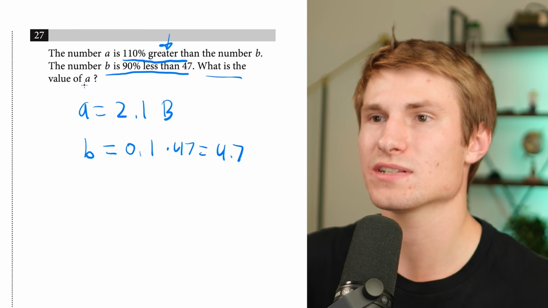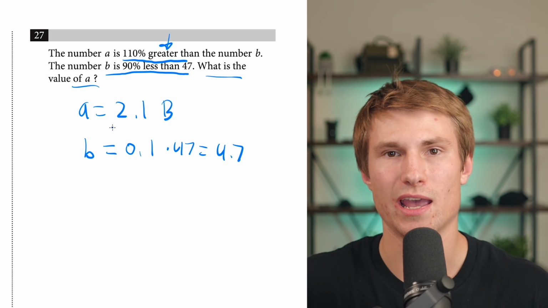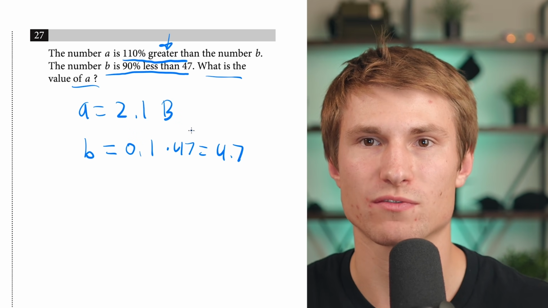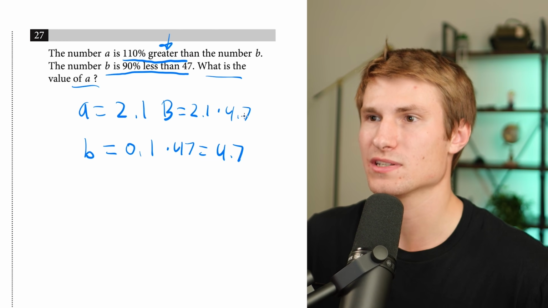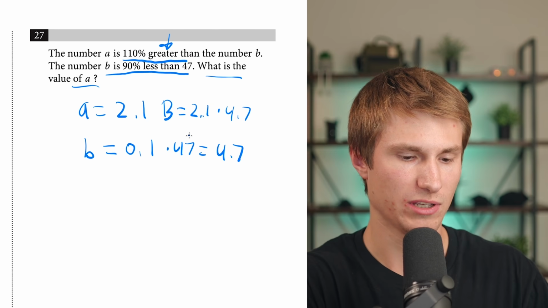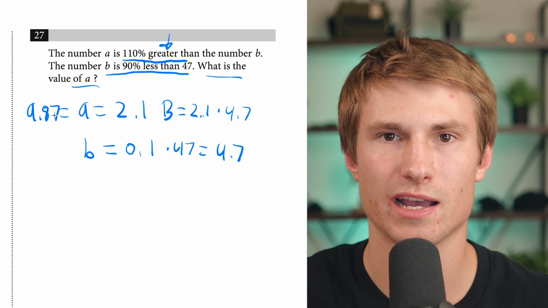Now we're asked, what is the value of A? Well, this is pretty easy to solve for now. Okay, in order to get A, we need to know the value of B, which we now know is 4.7. So we just do 2.1 times 4.7. And if we put that into our calculator, we will get 9.87 as the value of A. So our answer is 9.87.